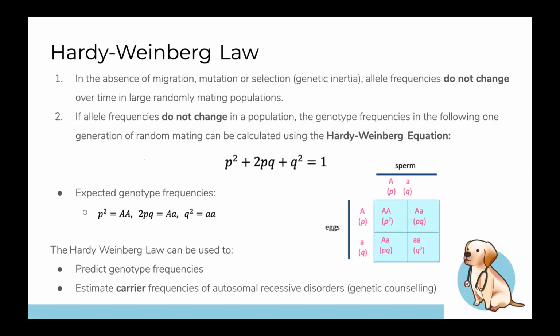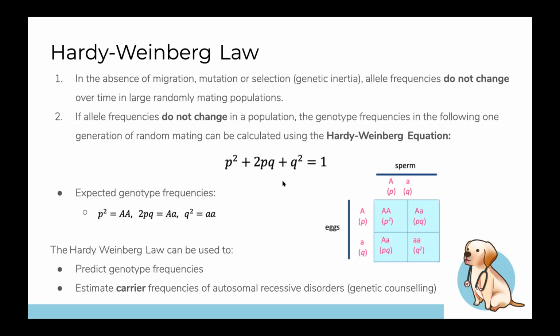Okay, so now a bit on Hardy-Weinberg Law. What this essentially is, it's basically split into 2 parts. First of all, in the absence of migration, mutation, or selection, your allele frequencies do not change over time in a large randomly mating population. So keep in mind, it has to be a large population and it has to be random. This will be important maybe for future questions, hint, hint. Second part, if your allele frequencies don't change, then we can actually calculate the genotype frequencies using the Hardy-Weinberg equation, which is shown here: p squared plus 2pq plus q squared equals 1.